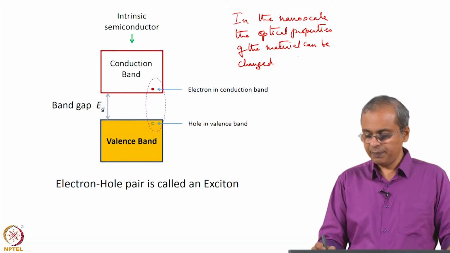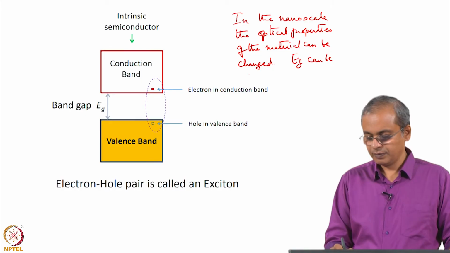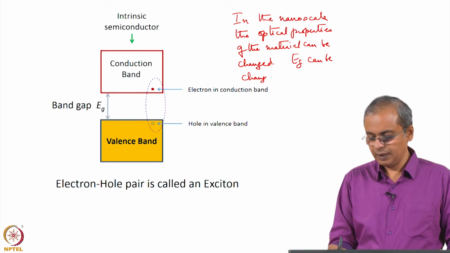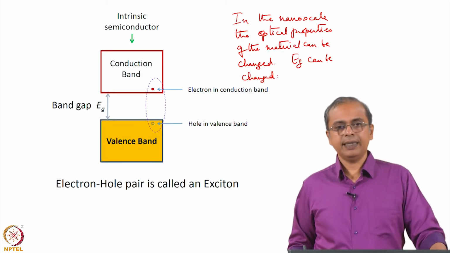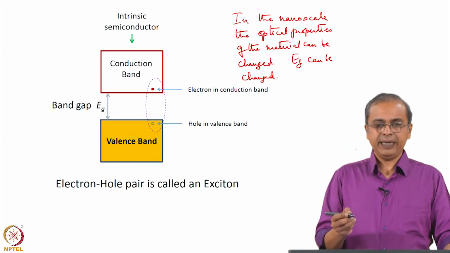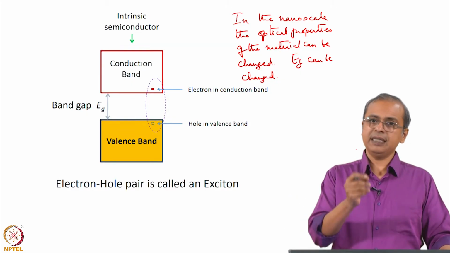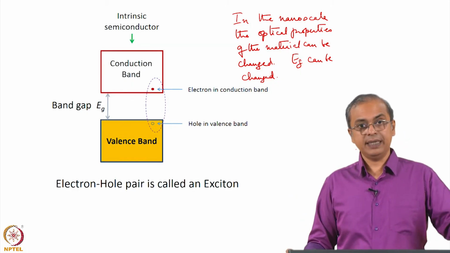Basically, we are saying that the band gap can be changed. This is a very important concept to remember. See, when we look for the band gap of any material in the literature, you will only see one value listed for it. You do not see a range of values.